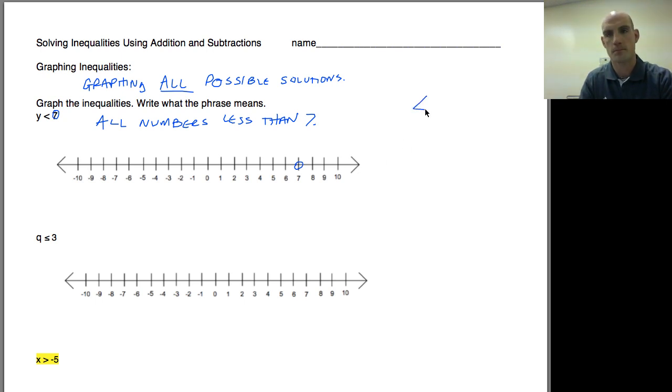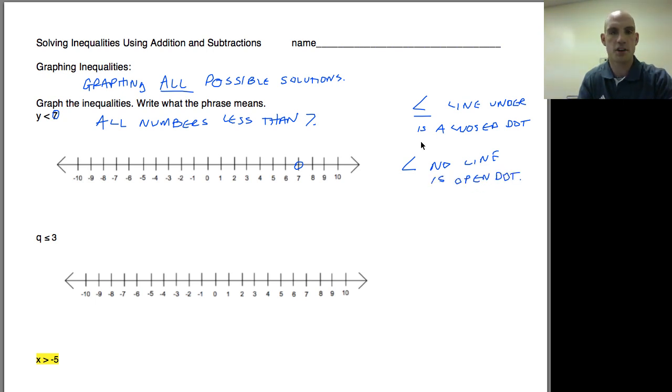Now, if I have a line under, it always means greater than or equal to or less than or equal to. Line under is a closed dot. No line is an open dot. And so I have an open dot here, and I need to draw my arrow, which is what the graph of an inequality is, toward all the numbers that are less than 7.